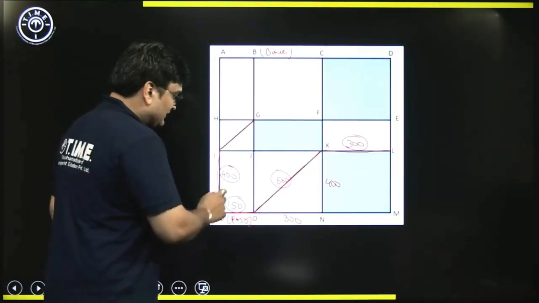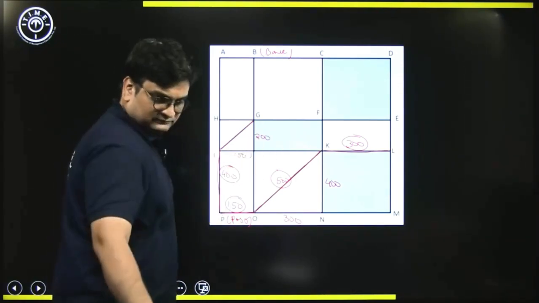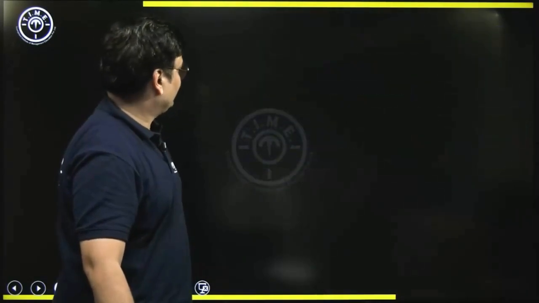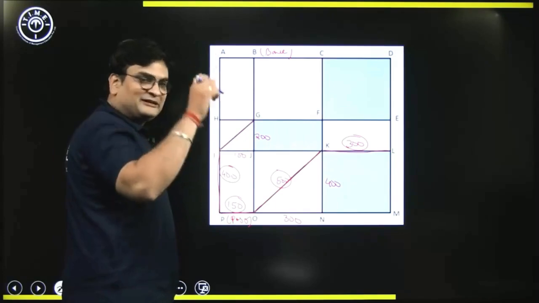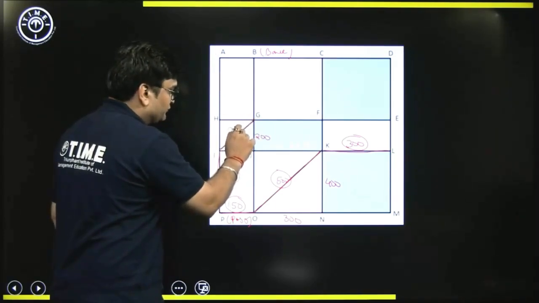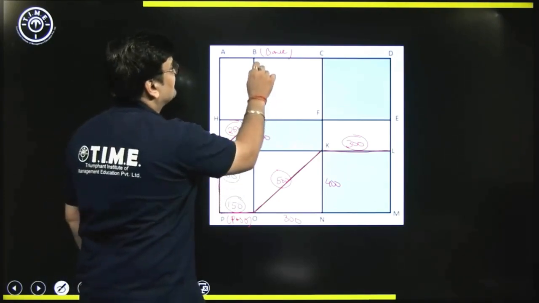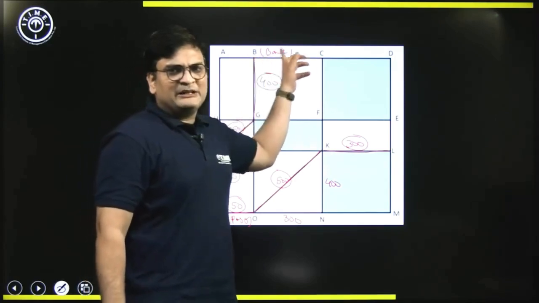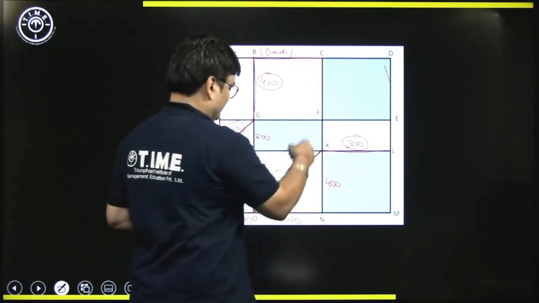What is the minimum distance? So how much will this be? This is 150 and this is 200. I think this was 200 given to us. EL is 200, yes. So 150 and 200, when you again apply Pythagoras, you will get this as 250. So he will move along this 250 meters. And from G, he will go to B, the bank, 400 meters. And from bank, he will simply move along these lines and come back. So he will move 300.